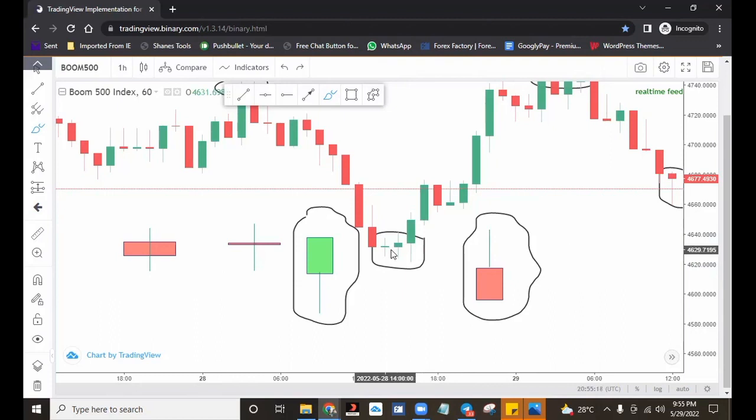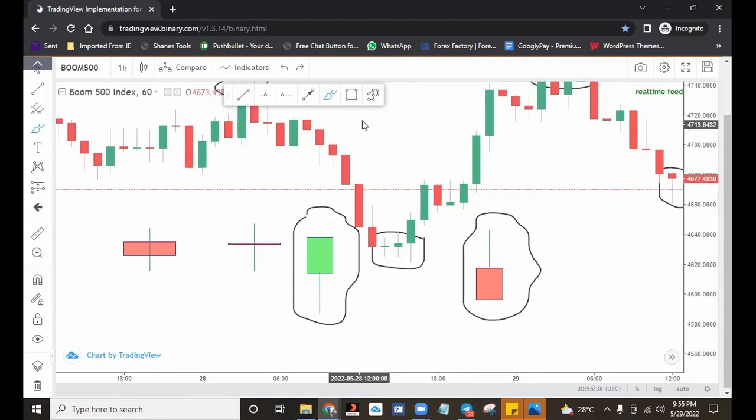Because the only reason why the bears will continue to push down and push down and push down is because the bulls don't have strength to push up, or the bulls are not in the market, or there is no huge amount of money funded in the forex market by the bulls to push up. And that is why the bears will continue to sell and sell.